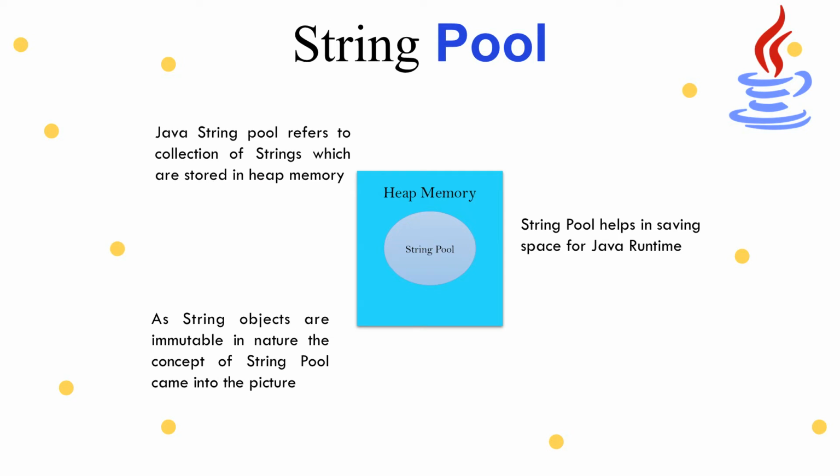Now we will understand how we can create a String in memory. Strings in memory are created in an area called the string pool. The Java string pool refers to the collection of Strings which are stored in the heap memory. So in the heap area there would be a string pool which holds String objects that are immutable in nature. So the concept of string pool comes into the picture. The string pool will help in saving space for the Java runtime. So let us see how the string pool is going to work for us and how it saves memory.